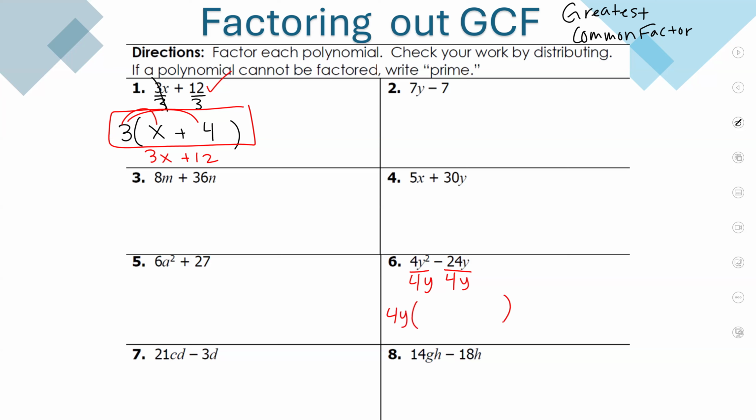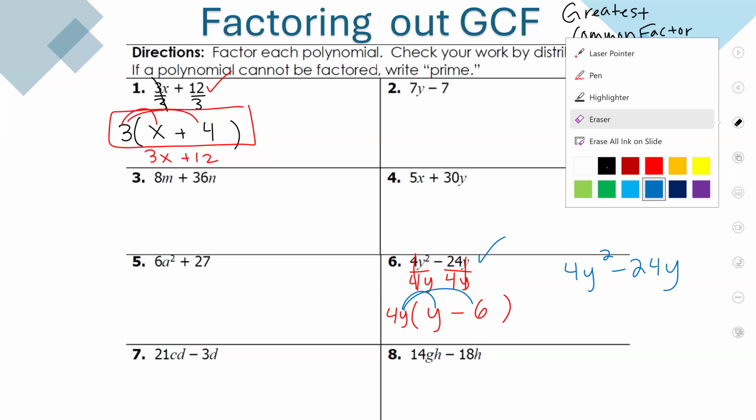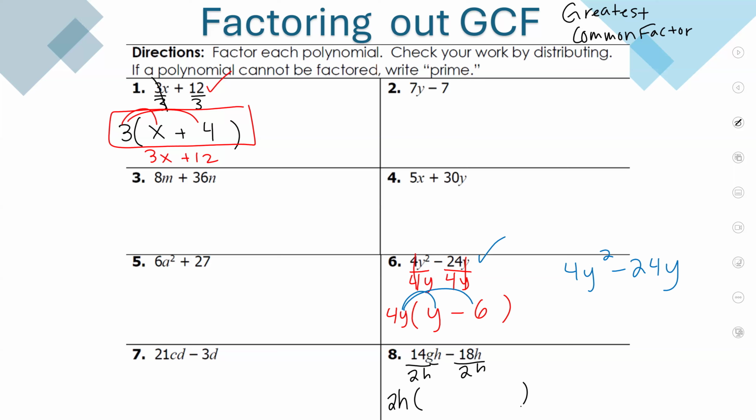Let's try number 8. Okay, what can 14 and 18 both be divided by? 2. Can they both give me a variable? They both have an h to give away, so let's divide it by h. So 2h is on the outside. Those h's cancel, these h's cancel. 14 divided by 2 is 7, and you still have a g, minus 18 divided by 2 is 9. So this is factored form. And you can always distribute it to check and see if you get the original or not.